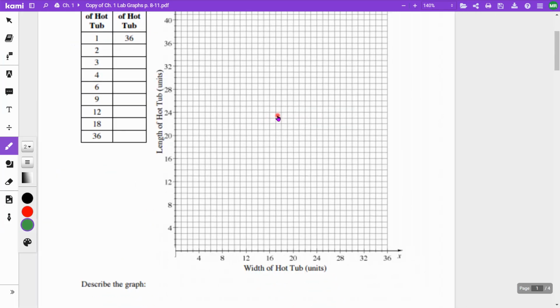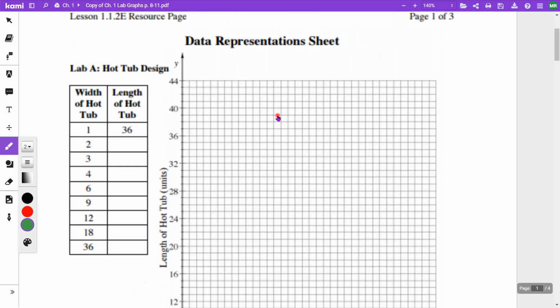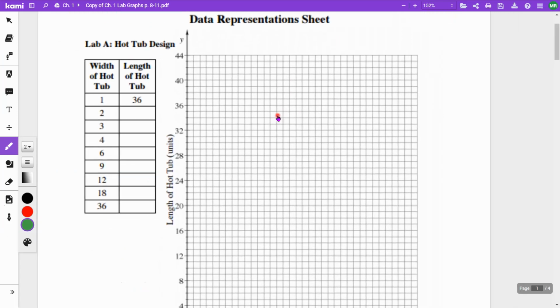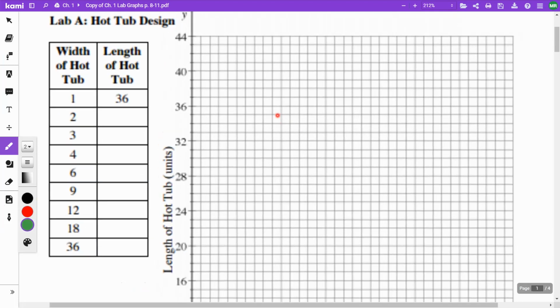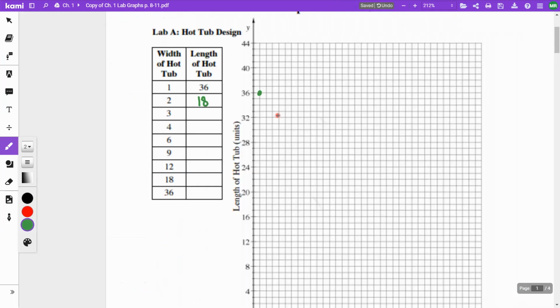So width is my X and length is my Y. So if I'm going to do 1 comma 36, choose a color that's not black so you can see it. So 1 comma 36 is going to go here. And then 2 comma, remember, was 18 and so forth. So then you're going to plot that.